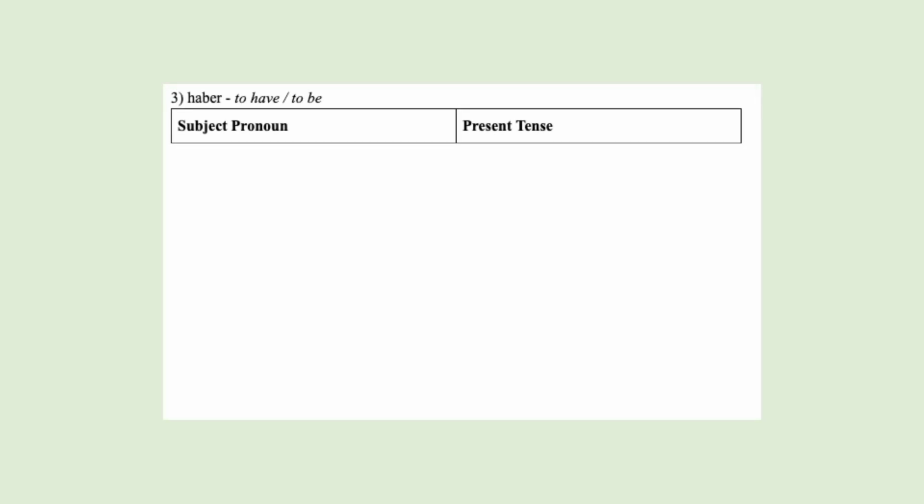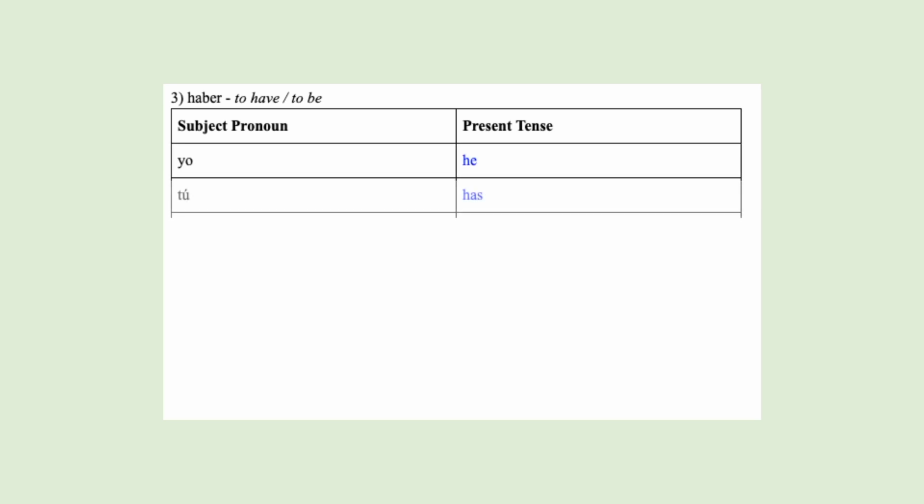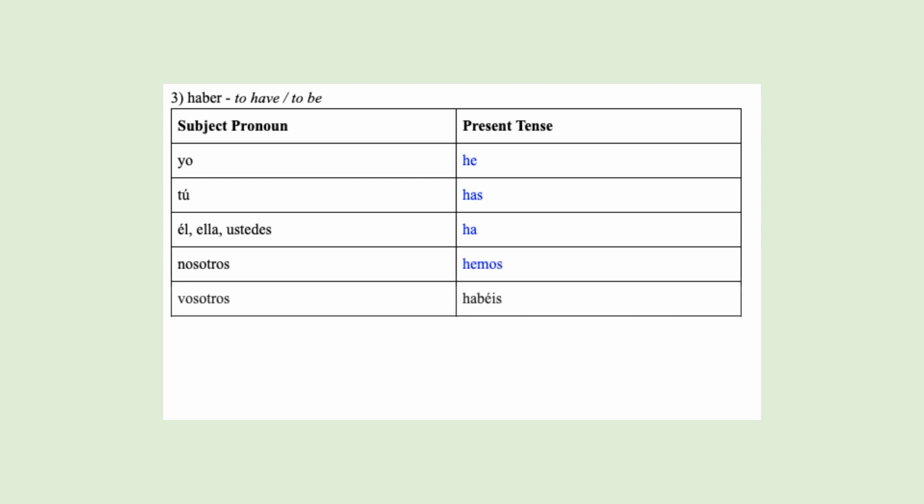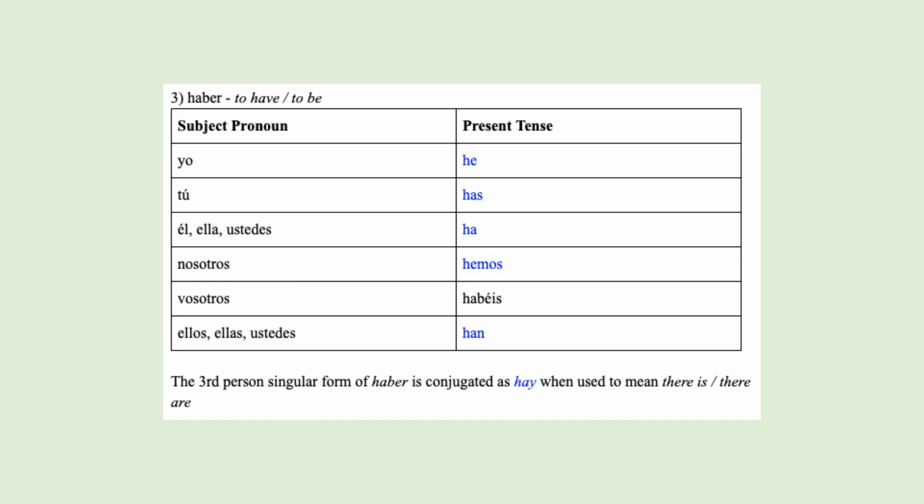The present tense conjugations of haber. He, has, ha, hemos, habéis, han. And the third person singular form of haber is conjugated as hay, if you use it to mean there is or there are.